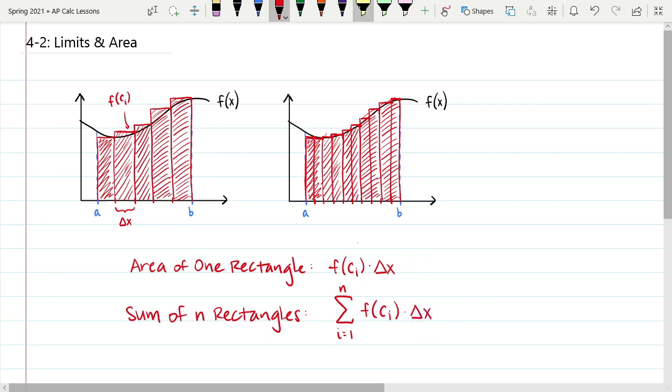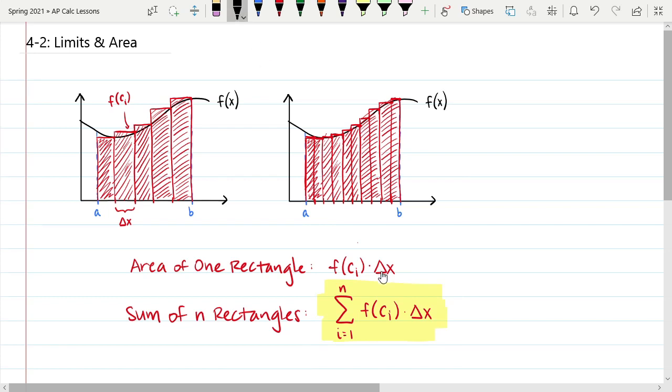So this right here actually represents the summation that we're doing to approximate the area, where n is the number of rectangles we're using. So for the second picture I drew, n would have been 10. For the first picture I drew, n could have been 5. Okay, so that's the idea here.